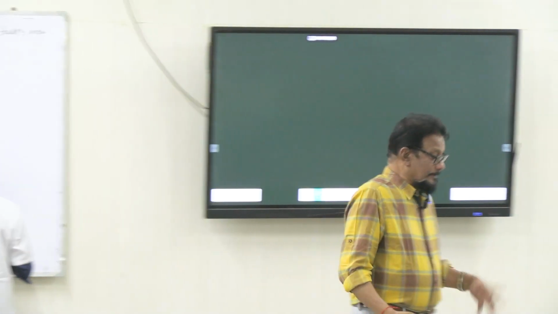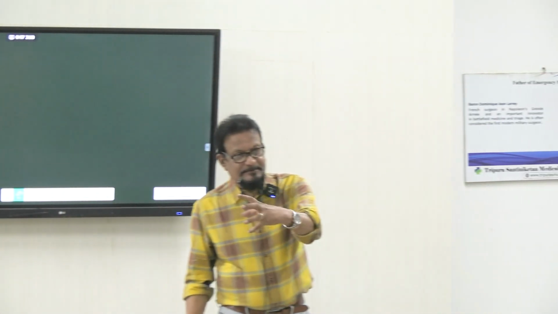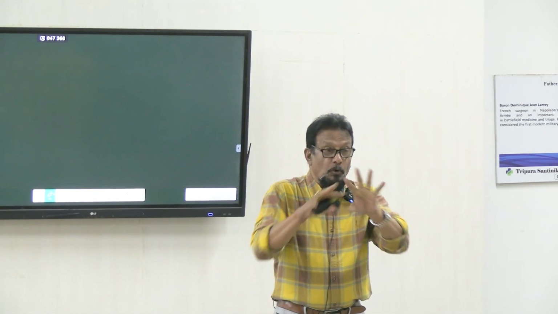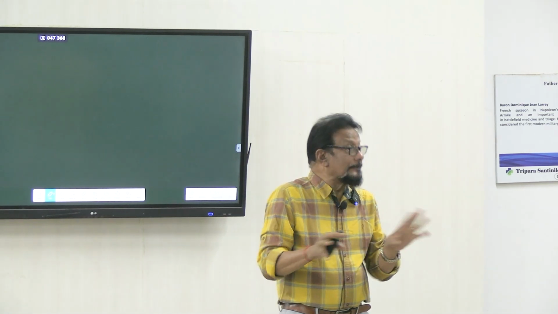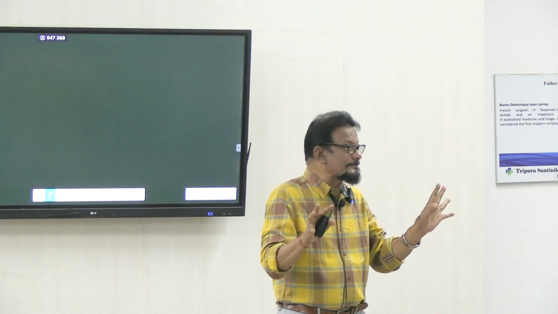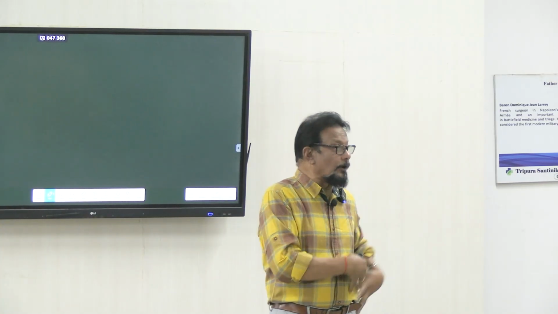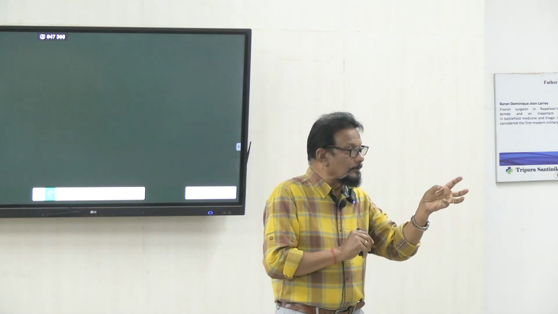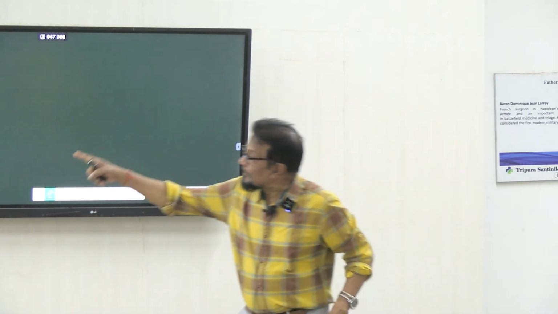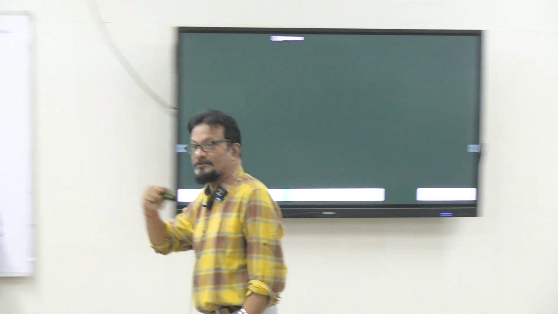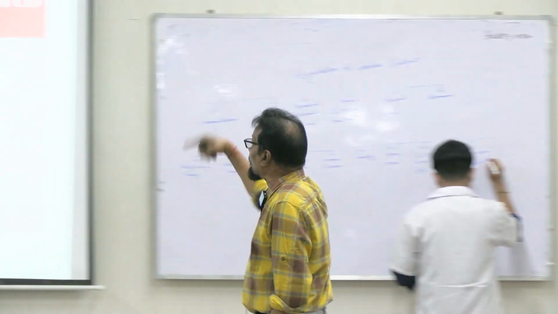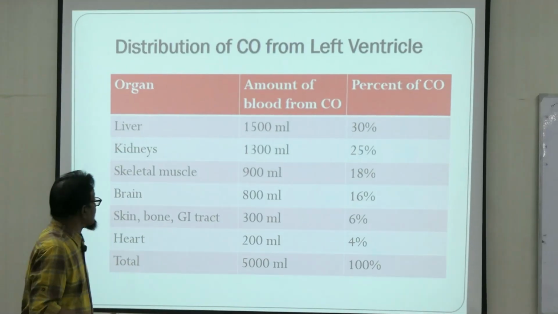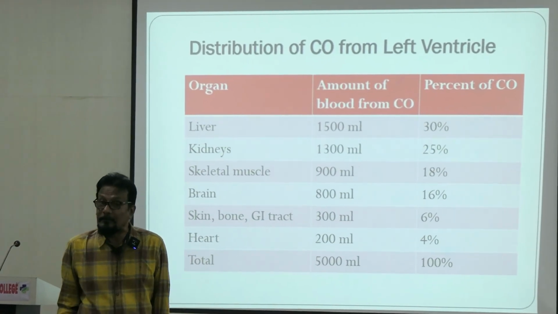Let us see. Normally, how much blood is ejected? 5 liters of blood in 1 minute. Where is these 5 liters of blood going? In which organs is it going? Every organ is getting a part of the cardiac output, part of the 5 liters. Now see which part gets how much. Liver gets 1500 ml, and this is 30% of the total cardiac output.